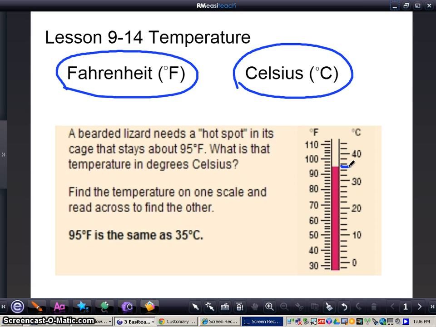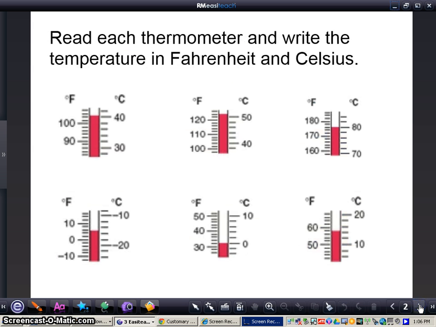Not about 35 degrees Celsius, but exactly 35 degrees Celsius. Okay, so 95 degrees Fahrenheit and 35 degrees Celsius is actually the same temperature. So once again, Fahrenheit, customary units of measurement. Celsius deals with the metric units of measurement.